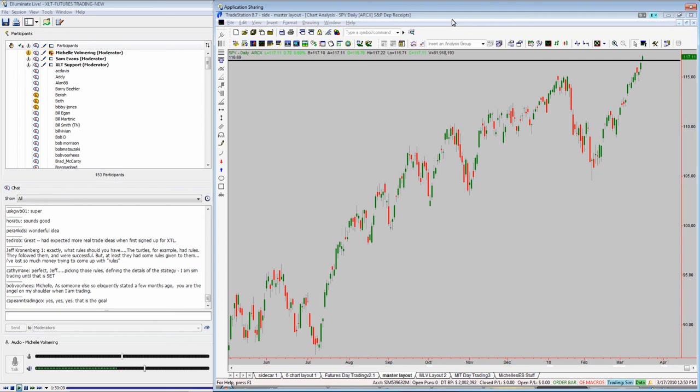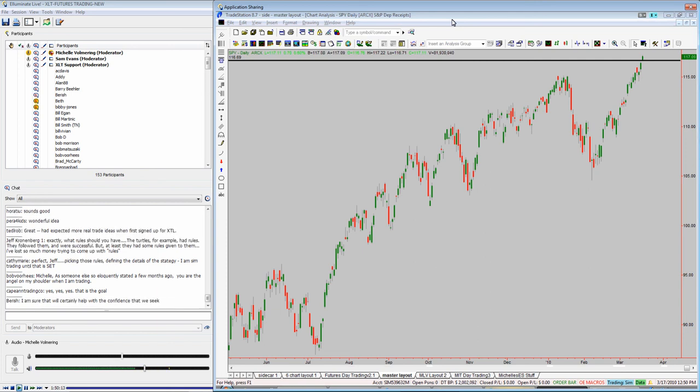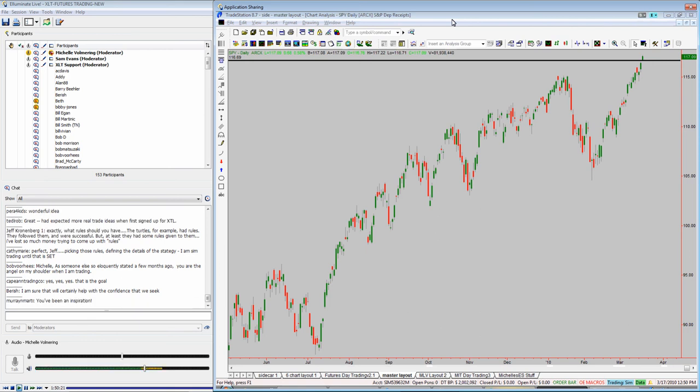All right. As someone so eloquently stated a few months ago, you are the angel on my shoulder when I'm trading. Well, Bob, thank you very much. I'm just telling you all that this has truly been one of the best experiences of my life, and I knew what I was capable of going out there and sharing with others. I only wish that I would have had that from somebody else when I started trading.